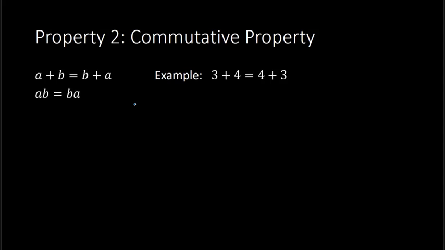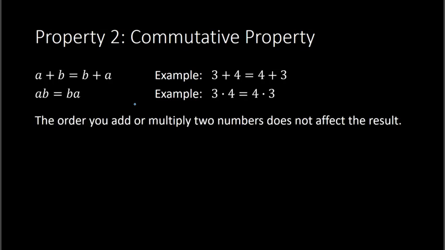Next we have the commutative property. The commutative property says that you can change the order of addition or change the order of multiplication. So here, for example, 3 plus 4 is the same thing as 4 plus 3. That is your commutative property. Same thing with multiplication. If we have a times b, that's the same thing as b times a. So for example, if we had 3 times 4, that's the same thing as 4 times 3. So in other words, the order in which I add or multiply does not change the result.